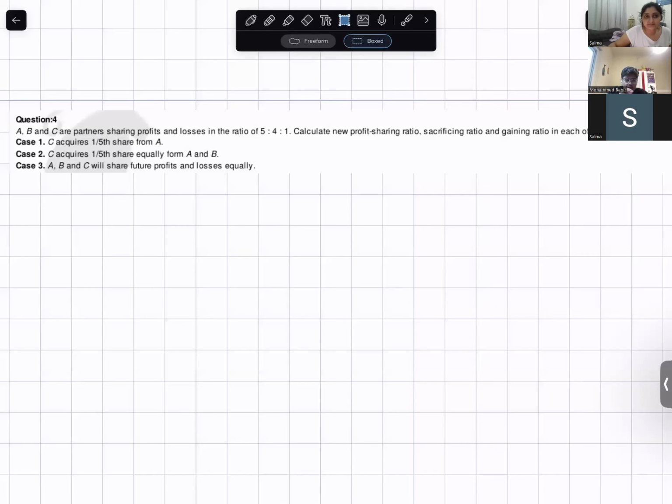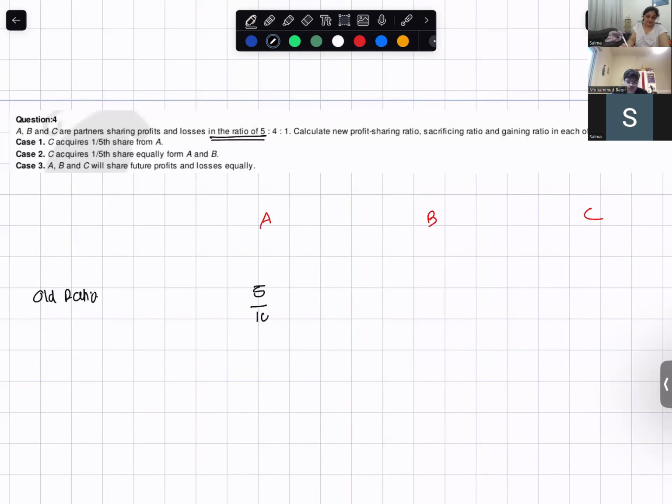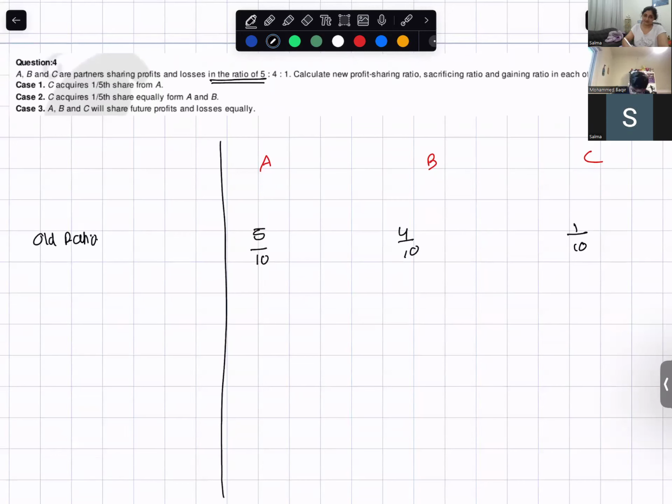Case 3. Come on, tell me. In this A, B, and C, old ratio is 4:3:3, right? Old ratio is how much? 4:3:3. Why 4:3:3? Took it out from the previous one, from case 2. 5 by 10, 4 by 10, 1 by 10, no? Okay, that's the mistake. Yeah, I made a mistake.